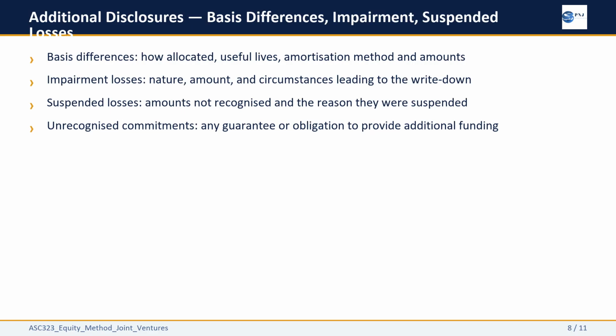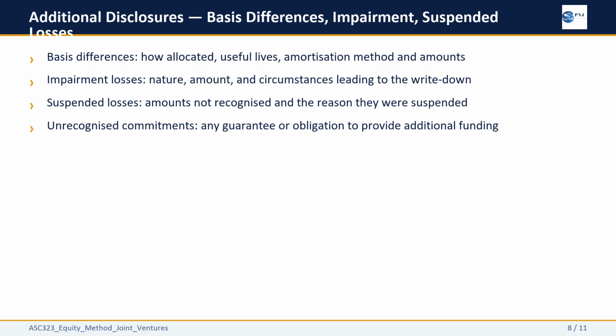The disclosures go beyond just the carrying amount. ASC 323 also requires you to disclose how any excess purchase price was allocated, which assets received step-ups, what useful lives were assigned, and how the amortization flows through equity and earnings. If you recorded an impairment, disclose the nature and circumstances. If you have suspended losses sitting off the books, disclose the total amount and why recognition was halted. And if you have guaranteed any of the investee's obligations or committed to fund future losses, that commitment must be disclosed as well. These disclosures give readers a complete picture of your exposure.